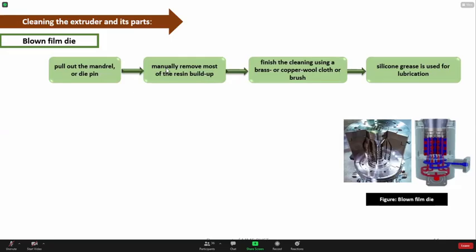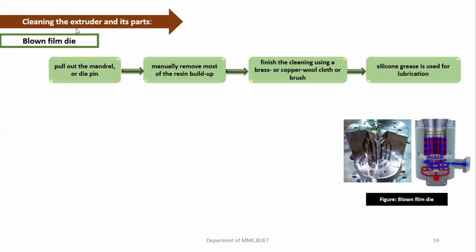So as Onik has already discussed the operation of the blown film die, I will discuss the cleaning procedure. First, we need to pull out the mandrel or the die pin, then manually remove the resin buildup, and then we need to finish the cleaning using brass, copper wool, cloth, or brush. And finally, we need to lubricate using silicone grease.